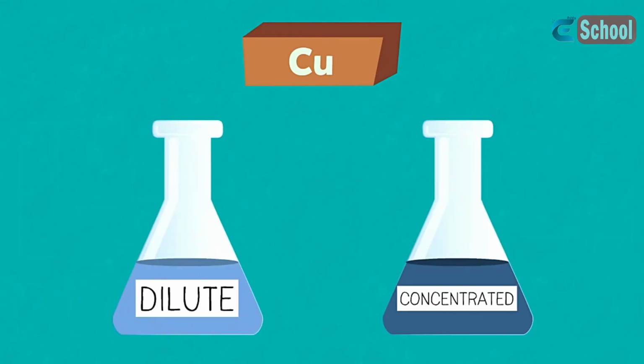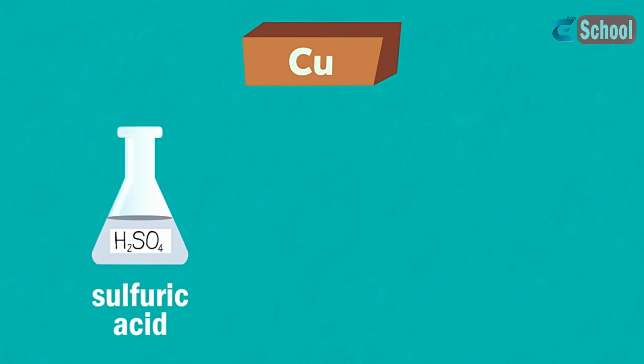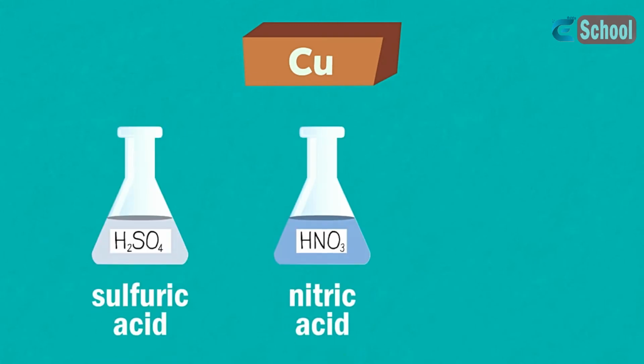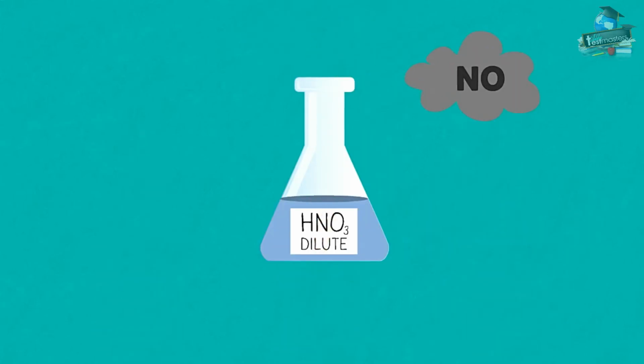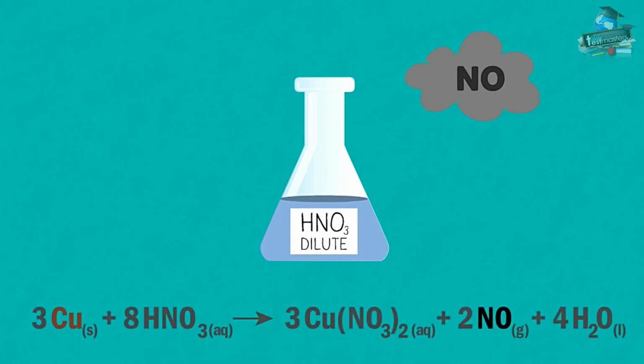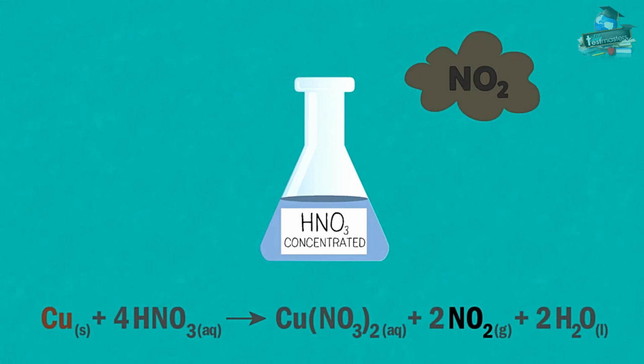The next reaction we're going to consider is how copper reacts with some dilute and concentrated acids. There are a couple of possibilities. They include sulfuric acid and nitric acid, but copper doesn't react with hydrochloric acid. Copper will produce nitrogen oxide gas in dilute nitric acid, as shown by this equation, whereas in concentrated nitric acid, nitrogen dioxide is produced, as shown by this equation.